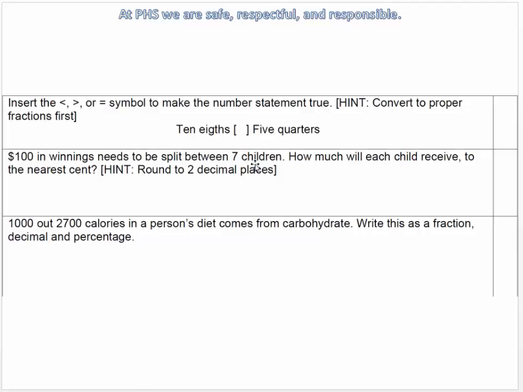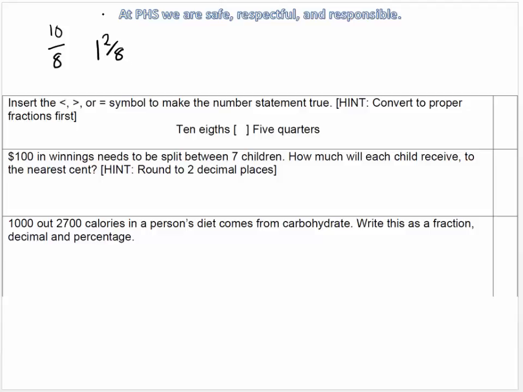So first question, insert the less than, greater than or equal symbol to make the number statement true. Hint, convert to proper fractions first. Okay, so we've got 10/8, so that's 10 over 8. Okay, so 10 lots of 8s. Now, we want to convert that to a proper fraction. Currently it's an improper fraction. So how many times does 8 go into 10? Well, that goes once with 2 remainder, and we're dividing by 8. Okay, so 1 and 2/8.